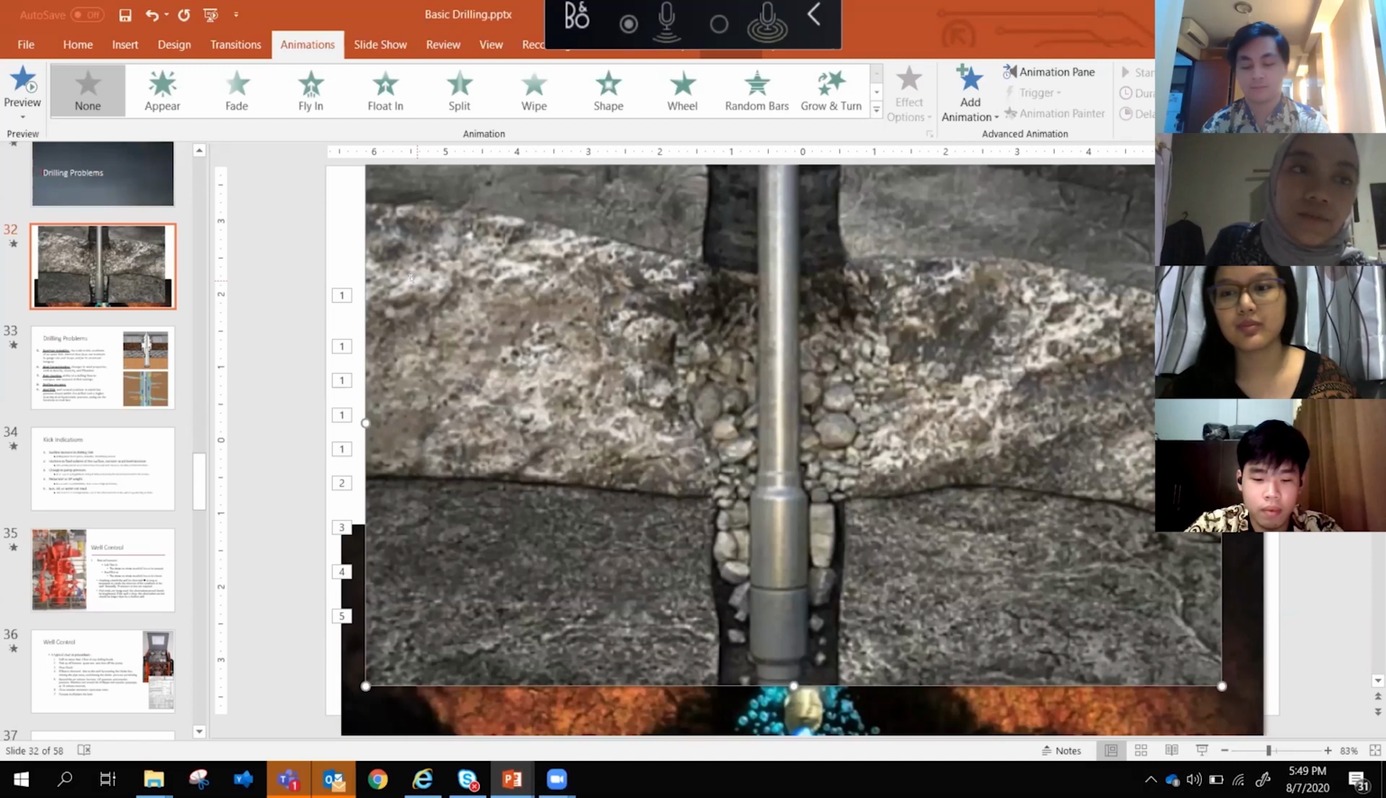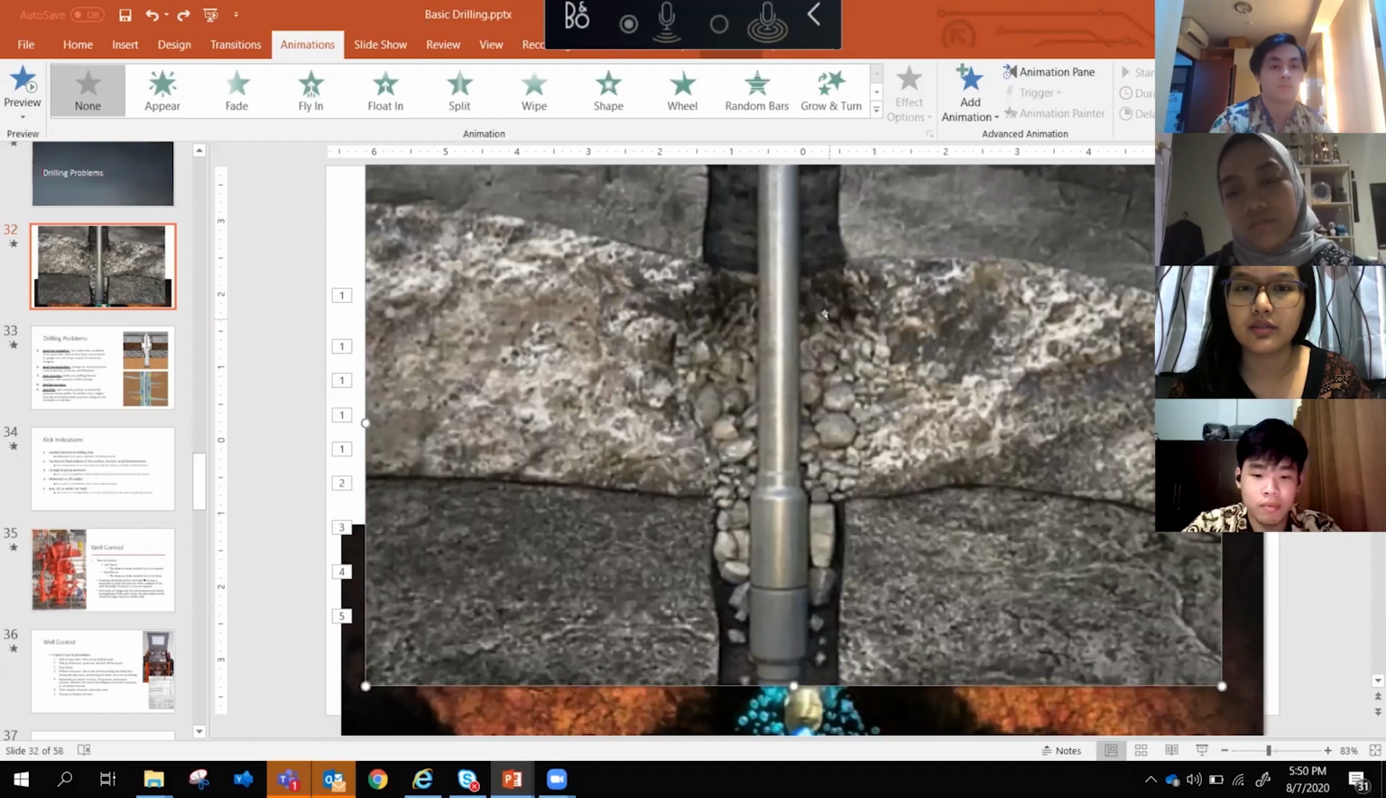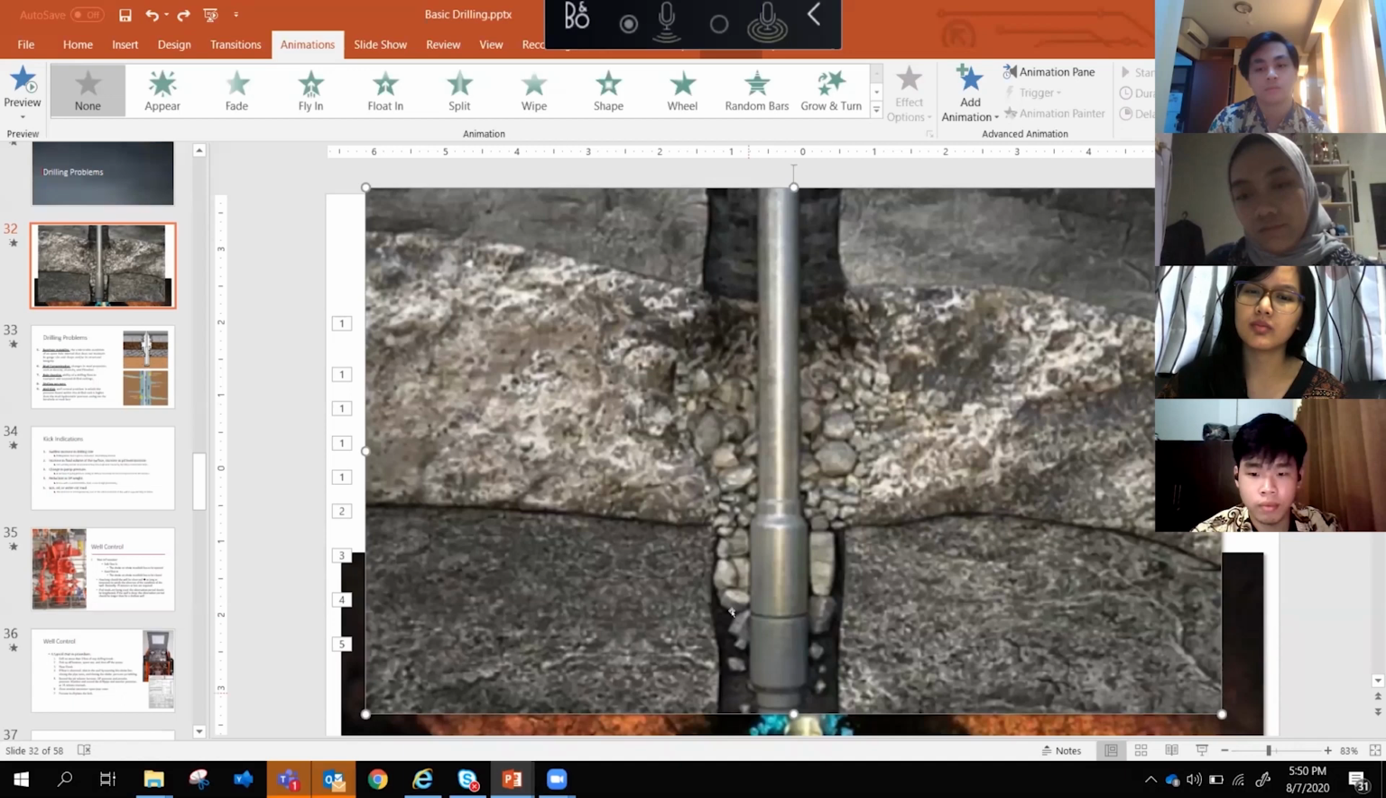Okay, so this is a wellbore. This is a drilling system, right? This is the drill string, this is the wellbore, and this is the annulus. In the annulus you have your mud and your cuttings. The flow comes from the drill pipe, comes out to the annulus through the bit, and goes up to the surface.